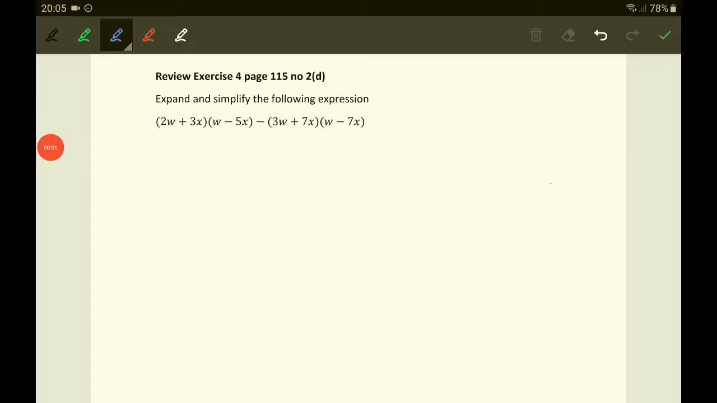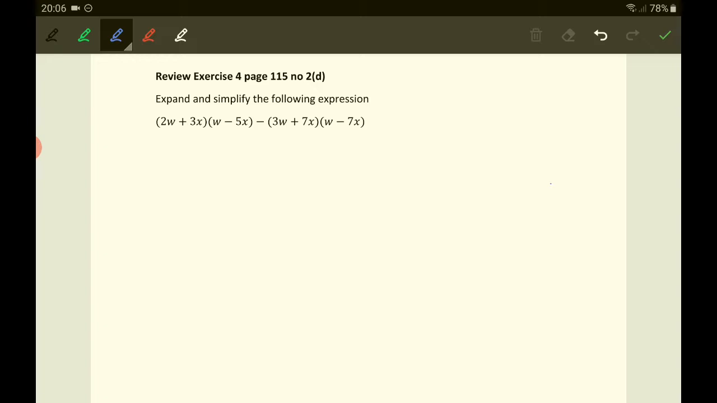Okay, today we are in week 5, check-in 2. Today we are going to learn about expansion and factorization of algebraic formulas. This is the first question that we have: Review Exercise 4, page 115, number 2D.